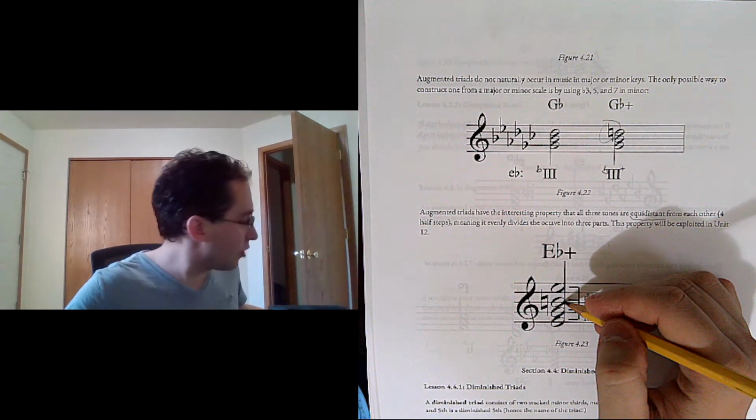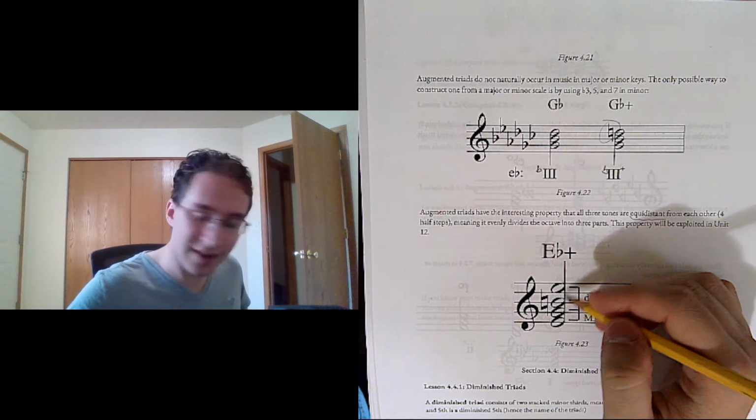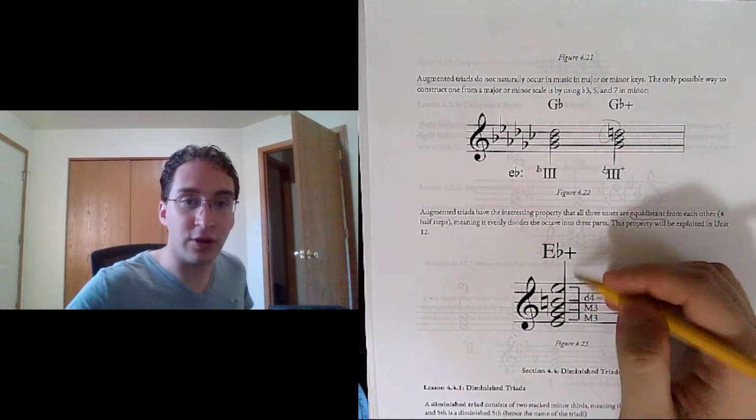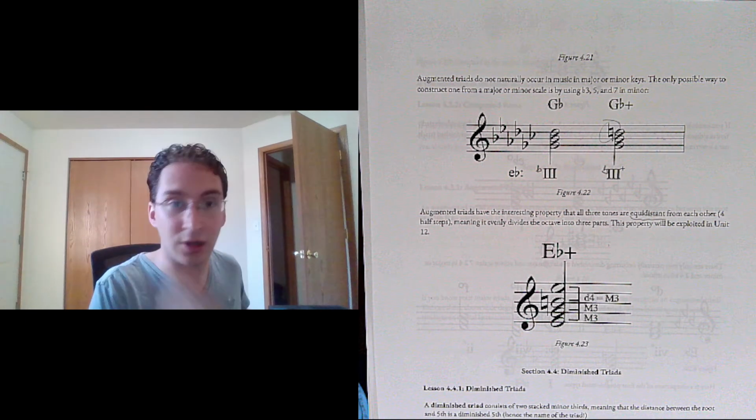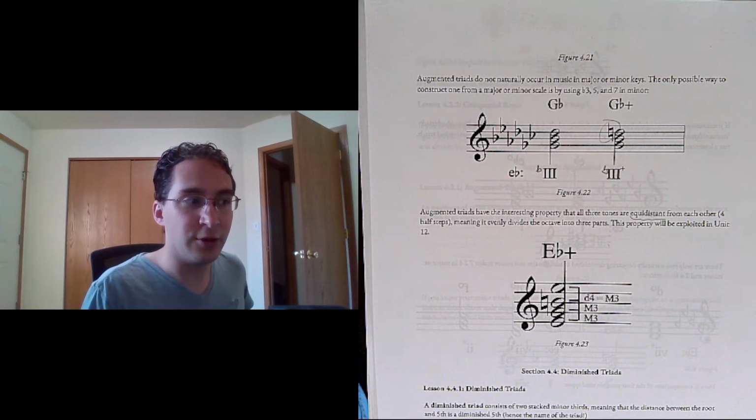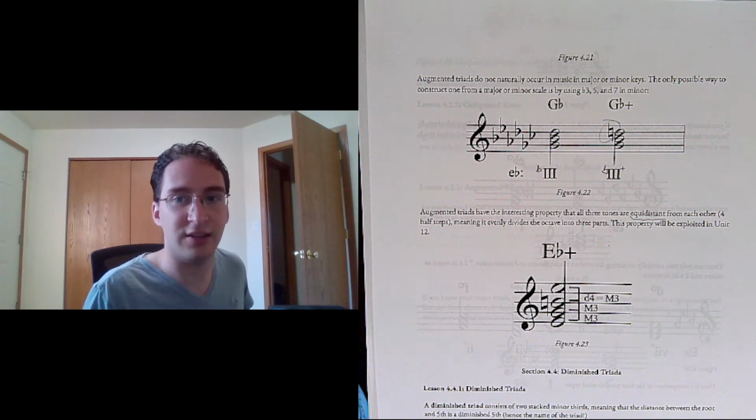if then you go from the fifth back up to the root, that's a diminished fourth, which sounds the same as a major third. So each is 4 half steps. 4 plus 4 plus 4 is 12 half steps, which is an octave.